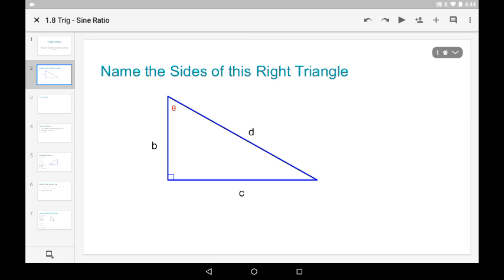So as a little bit of a warm-up, I would like you to name the sides of this right triangle, looking at where theta is in the triangle. The sides are labeled B, C, and D, and I would like you to label them adjacent, opposite, and hypotenuse.